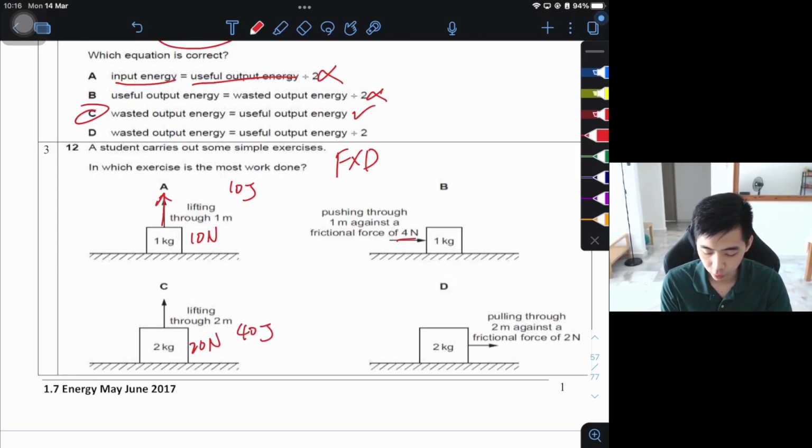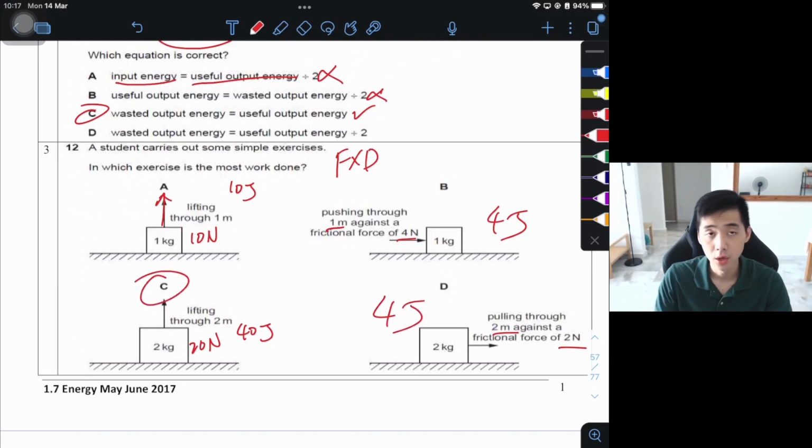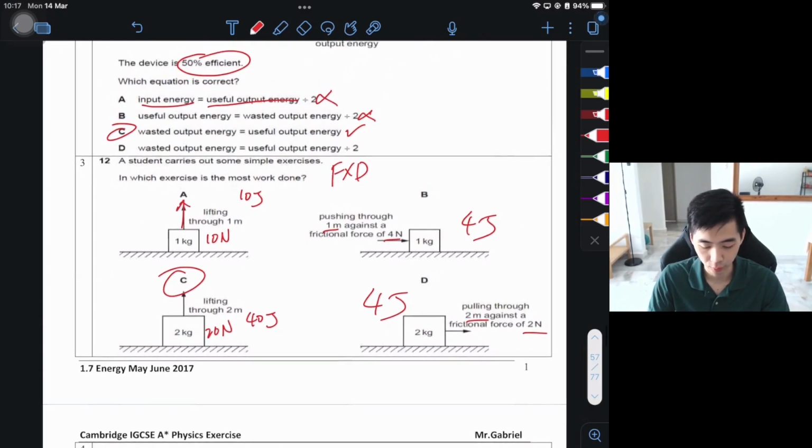This one here will be force times distance, which is just 4 joules. This one here will be force times distance, which is only just 4 joules. So the answer here is going to be C, guys. Always remember to convert your mass into weight first before you do the work done formula.